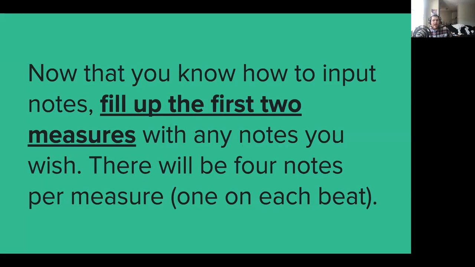So now that you know how to input notes, fill up the first two measures with any notes you wish. Use quarter notes. So there will be 4 notes in each measure, 1 on each beat.